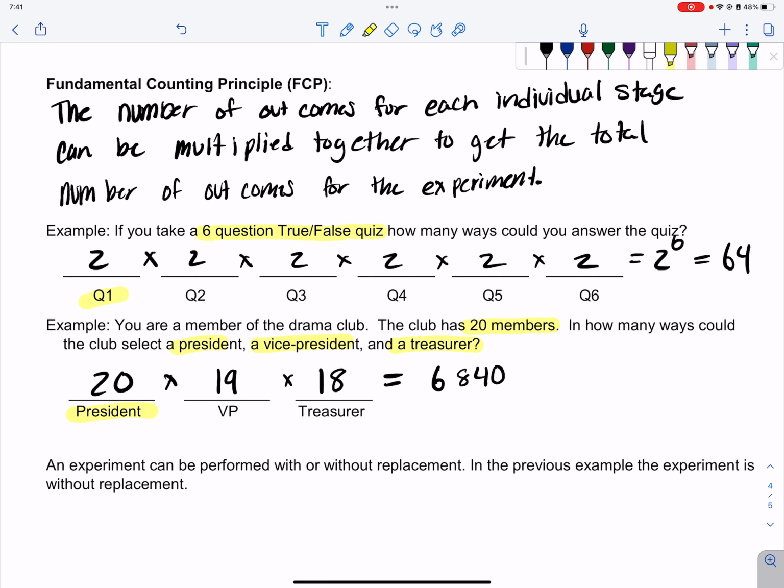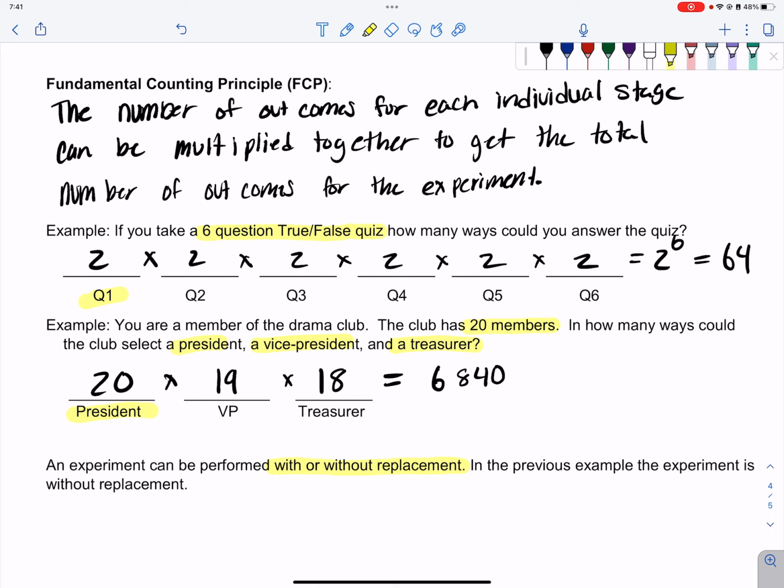So now a little bit of terminology here. Our experiments can be performed with or without replacement. Our problem with the true-false quiz, that is with replacement, because what they chose on the first question is not affecting the outcomes on the other questions of the quiz. It's not changing at all.